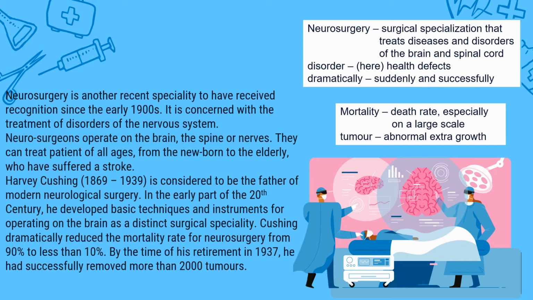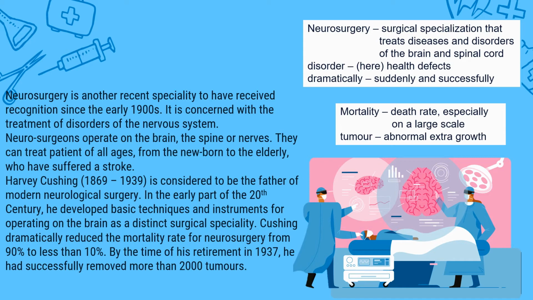In the early part of the 20th century, he was the man who developed easy techniques as well as instruments for operating on the brain. He also is known for reducing the mortality rate. Mortality rate is the death rate, especially on a large scale, for neurosurgery from 90% to less than 10% because of his techniques. By the time of his retirement in the year 1937, he had successfully removed more than 2,000 tumors. Tumor is an abnormal extra growth that takes place in your brain or around your nerves.